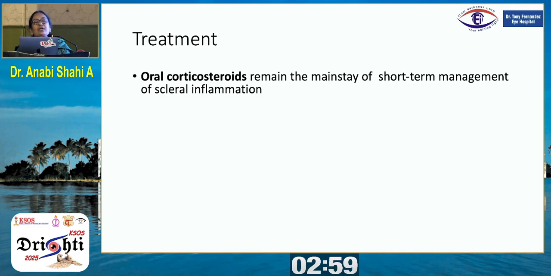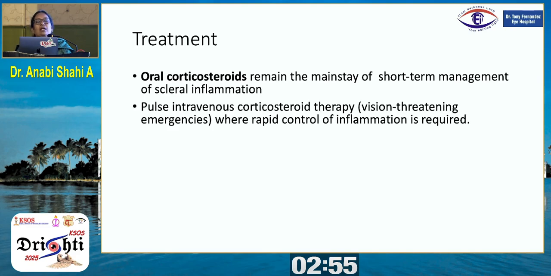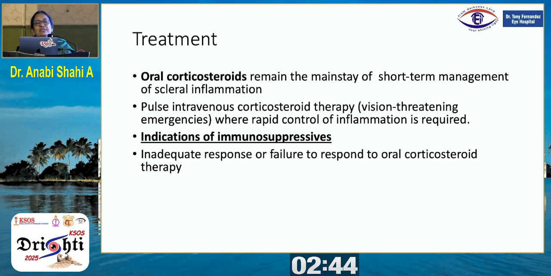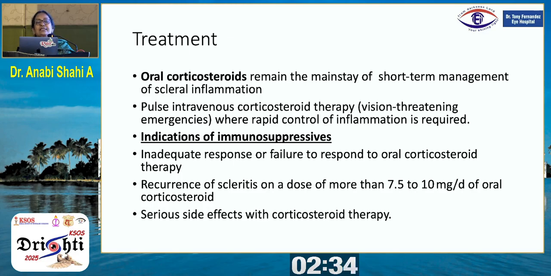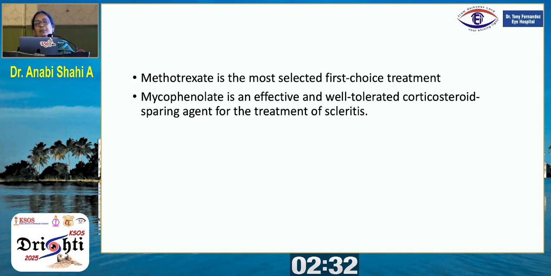Treatment: oral steroids remain the mainstay of short-term management of scleral inflammation. Pulse intravenous corticosteroid therapy is given whenever you need a rapid control of inflammation and in vision-threatening emergencies. Indications for immunosuppressives are inadequate response or failure to respond to oral steroids, recurrence of scleritis on a dose of more than 7.5 to 10 milligram per day of oral corticosteroid, and serious side effects with corticosteroid therapy.